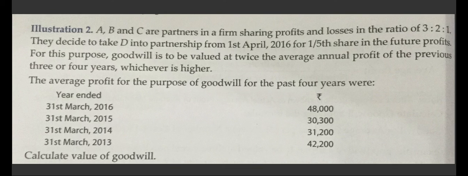Calculate the value of goodwill. First of all, we'll calculate the average profits for 3 years and the average profits for 4 years. Here there is no abnormal gain and no abnormal loss, so directly we will calculate the average profits. That means we are given only the normal profits. Now we have to calculate the average of 3 years and the average of 4 years, and the higher of the two will be multiplied by 2 to get the goodwill, as required by the question. The language of the question is very clear. So let's see the solution.